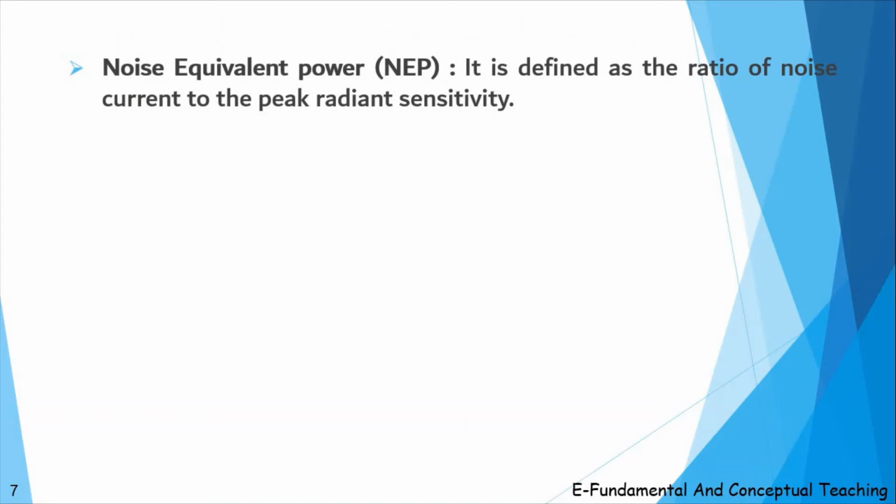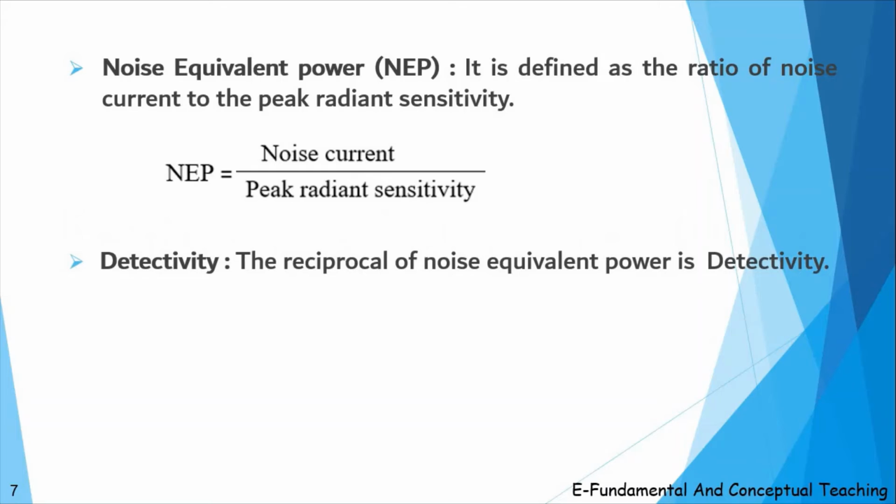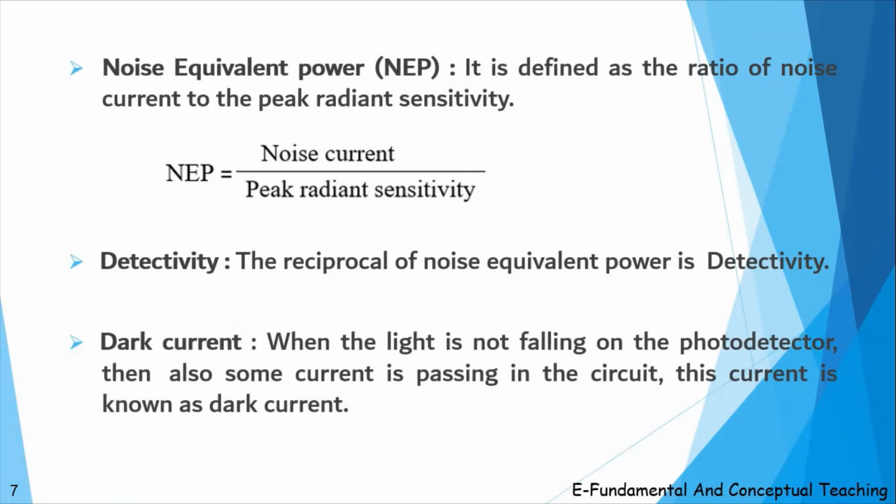Noise equivalent power. It is defined as the ratio of noise current to the peak radiant sensitivity. Detectivity. The reciprocal of noise equivalent power is detectivity. Dark current. When light is not falling on the photodetector, some current still passes in the circuit. This current is known as dark current.